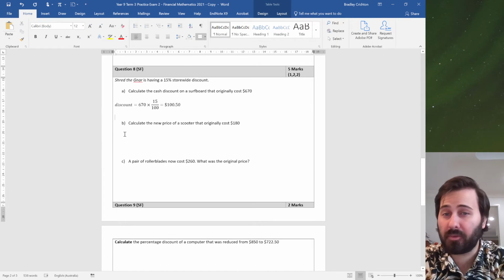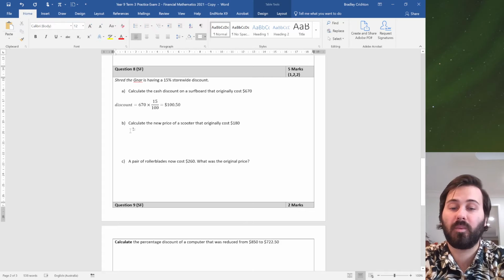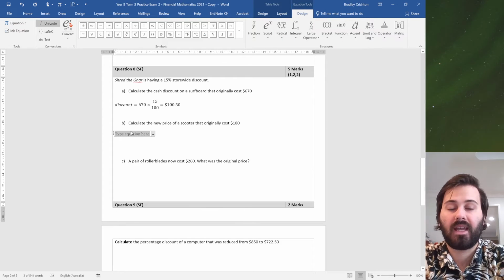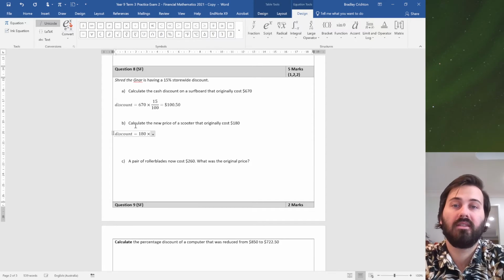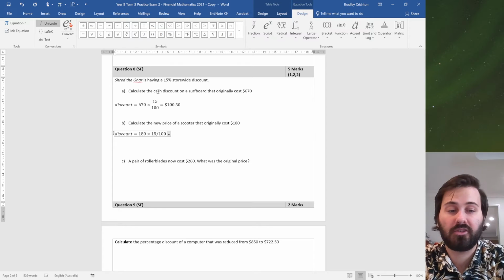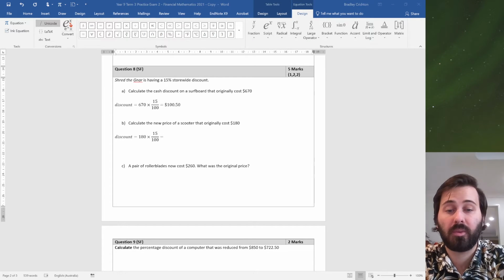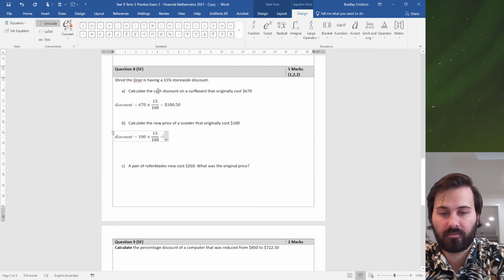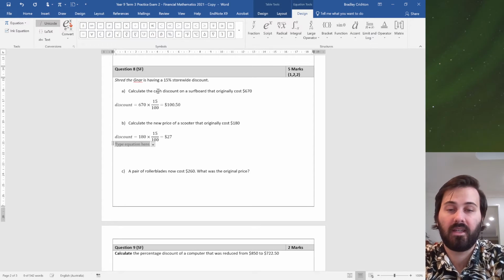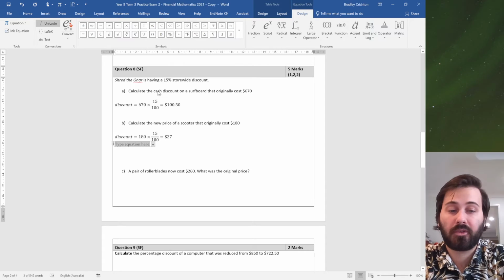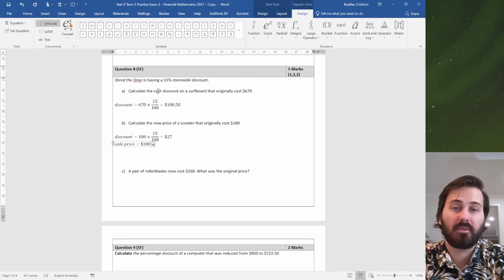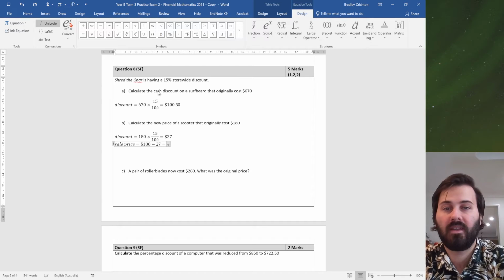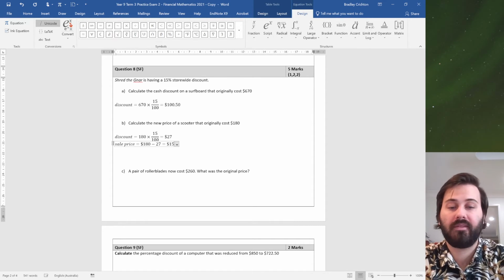B, calculate the new price of a scooter that originally cost $180. Now, our discount is 180 times 15% divided by 100%. That is equal to $27. Then our sale price is equal to $180, which is the original price, minus the discount of $27. That is equal to $153.